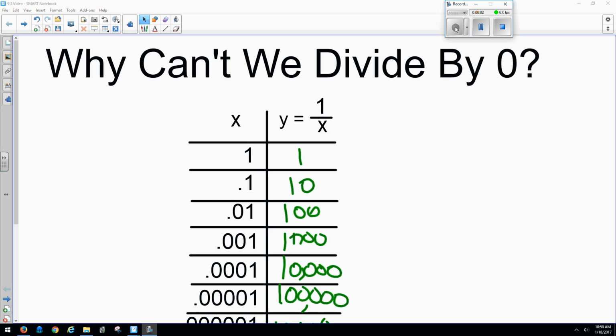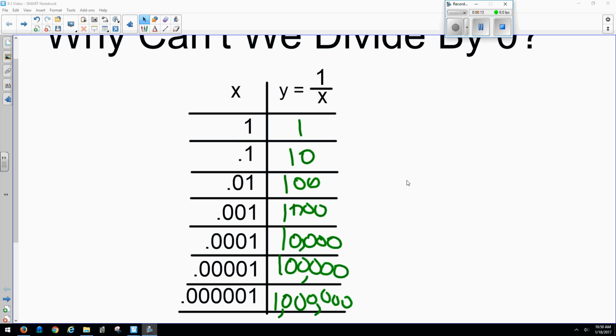Today we're talking about graphing rational functions. But first I want to talk about why we cannot divide by 0, why that's sort of an illegal move in the math world. So if you look at this chart right here, we're just taking 1 divided by x and seeing what the result is.